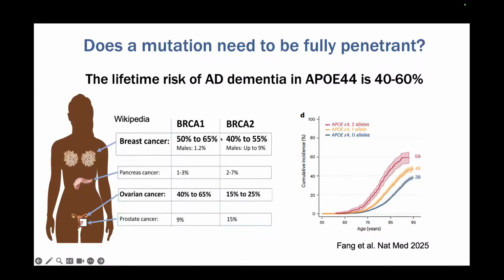And I have to say that we could not assess the clinical penetrance of the disease in our study because of the selection bias that we have: the people were more towards the symptomatic stage of disease, and the clinical cohorts, the opposite. They were more cognitively healthy.